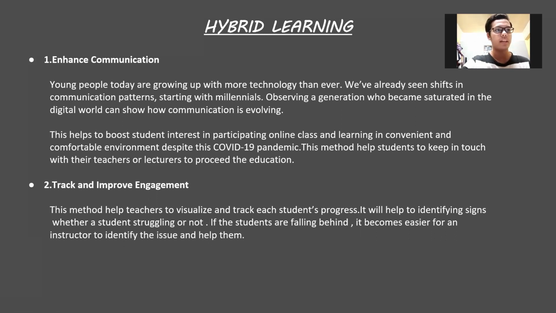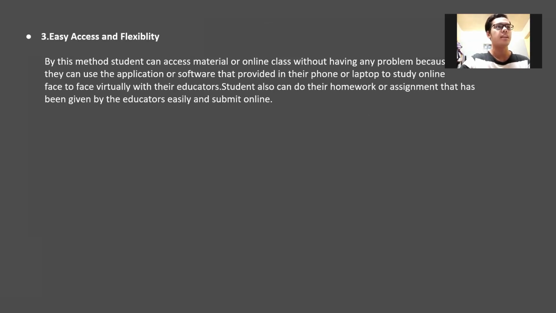Number 2, track and improve engagement. This method helps teachers to visualize and track each student's progress. It will help to identify signs of whether a student is struggling or not. If the students are falling behind, it becomes easier for an instructor to identify the issue and help them. And the last one is easy access and flexibility. By this method, students can access materials or online classes without any problem because they can use the application or software provided on their phone or laptop to study online, face-to-face virtually with their educators. Students also can do their homework or assignments that have been given by the educators easily and submit online. Alright, that's all.